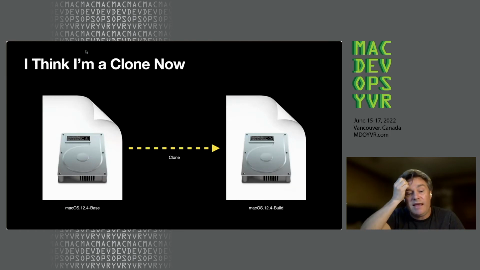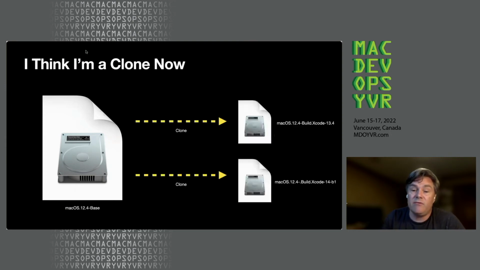So generally we name them something like this. We'll have macOS 12.4-base, and then we do a clone and install Xcode and all our dev tools, and in that case it becomes -build. That way, we've got this base image. And if Xcode changes, we can just make a new DevTools clone and leave the base image alone.